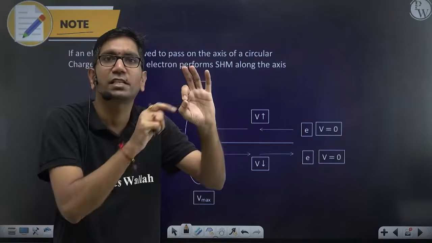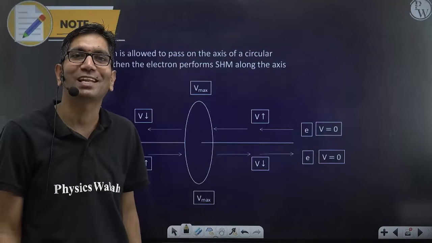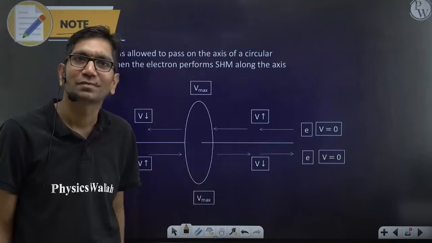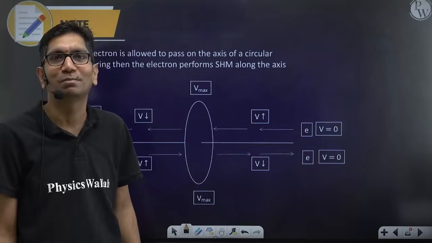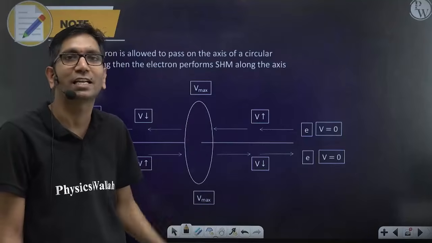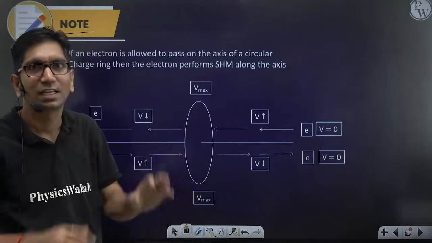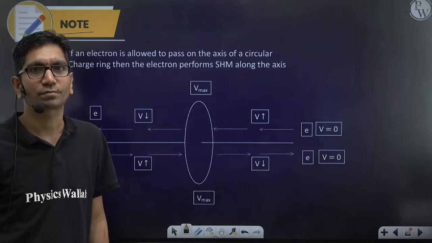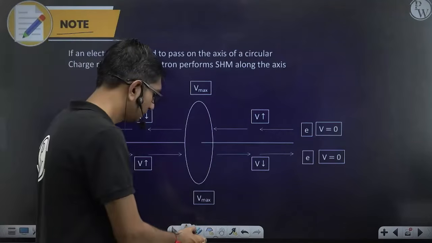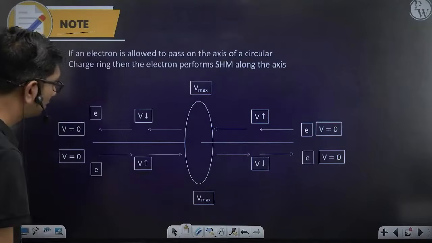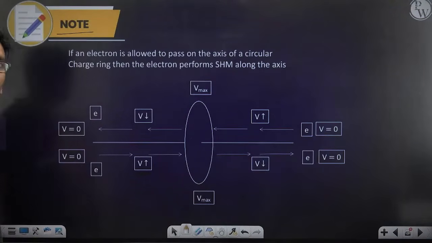When it reaches this point, what happens, beta? Its speed becomes maximum, right? What is the electric field intensity at the center? It is 0, beta. It becomes 0. Okay. See here, so I'll tell you one thing.